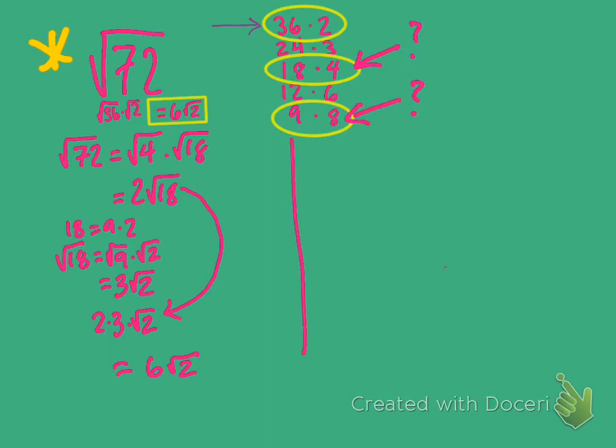Well, what about 9 times 8? Because chances are good that that's the one that you tried. And it seems like a really good choice. 9 times 8, the square root of 9 is 3, so you get 3 times the square root of 8. That looks pretty good, all right?